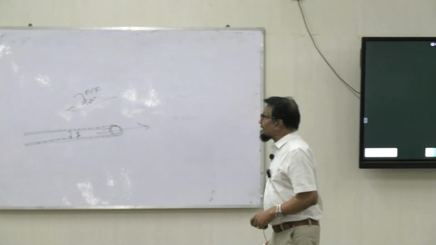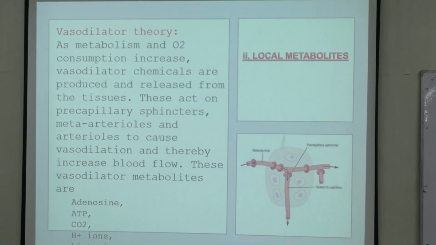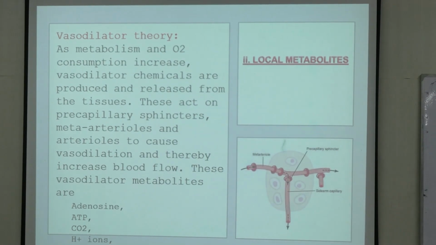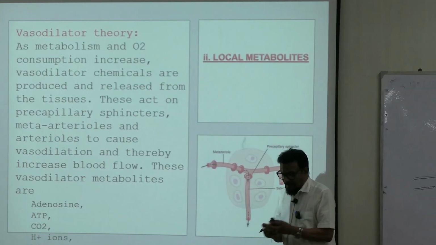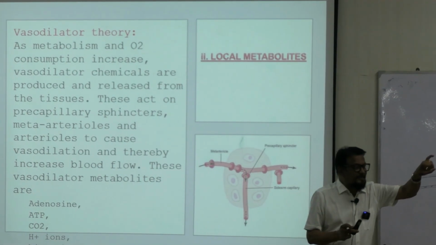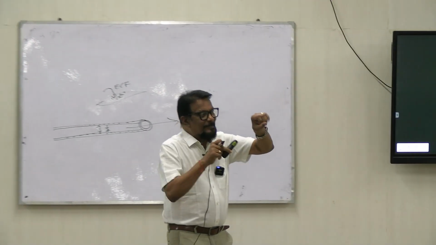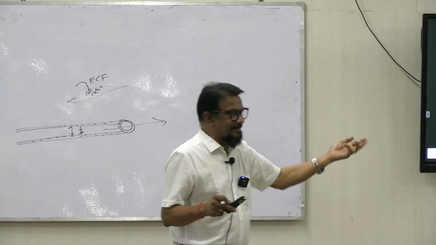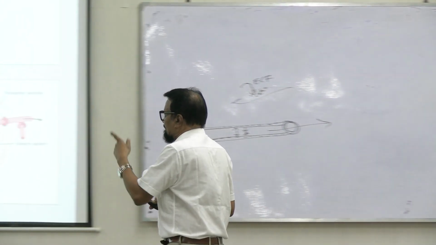Okay, let us see the mechanism of local metabolism. I have already discussed it, so I will not repeat it. These metabolites will affect the precapillary sphincters. The sphincters are always in a slightly constricted state. Now they will dilate, so more blood will be entering. So blood flow will be increased.